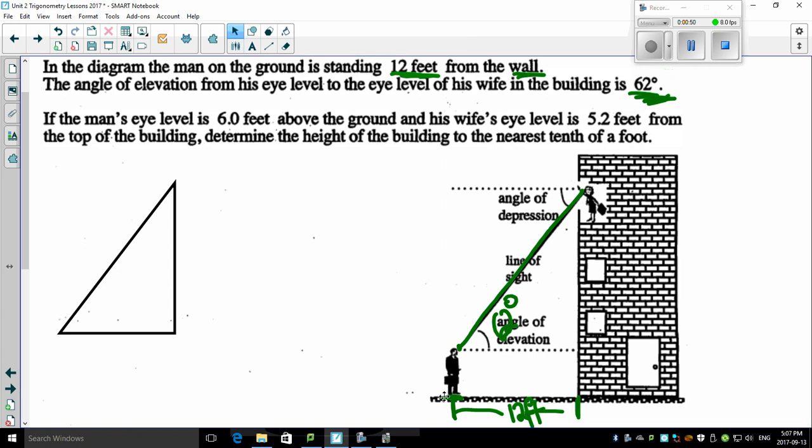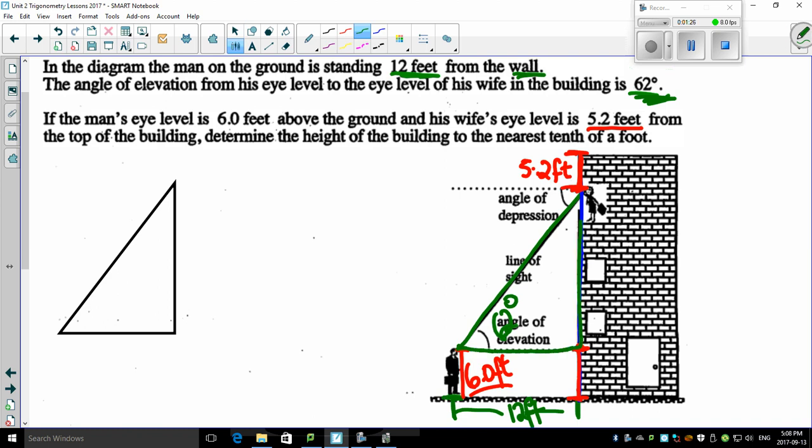If he is exactly 6 feet, like his eyes right here to here is 6 feet off the ground, 6.0 feet off the ground, and his wife's eyes from here to the top of the building is 5.2 feet. The question is then, how tall is the building from here to here? Well, wait a second. We have this height from here to here, that's fine, which is 5.2 feet. We have this height from here to here, which we know is 6 feet. The only thing that we really need to calculate is this height right there. That's the height we're after.